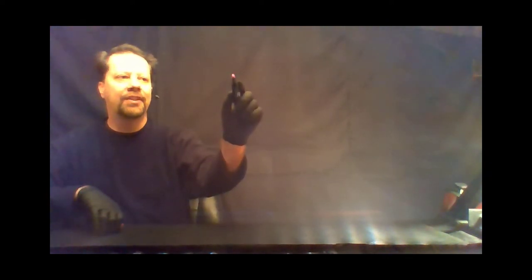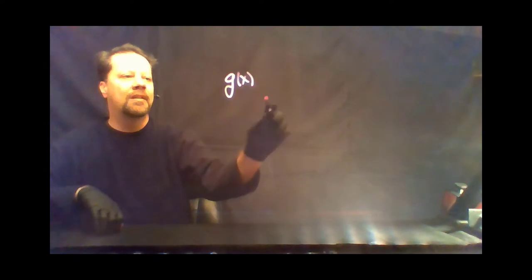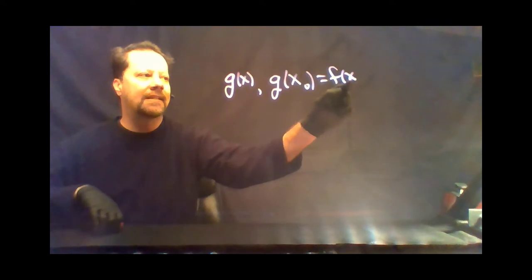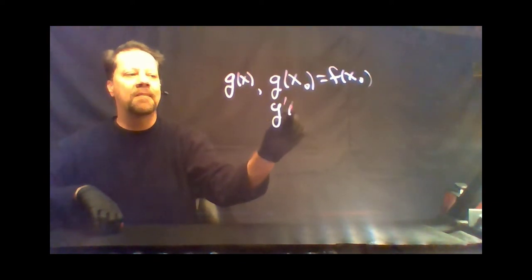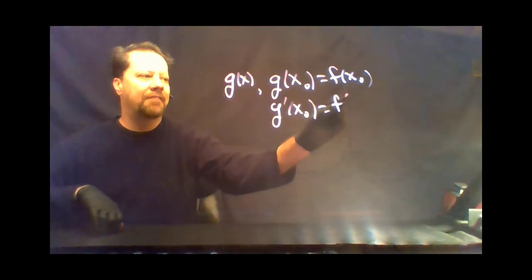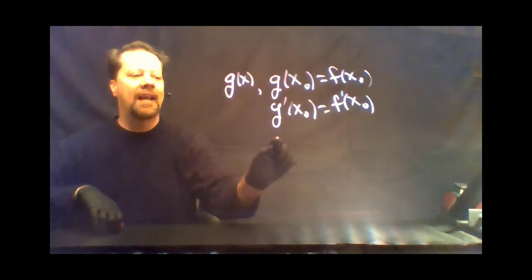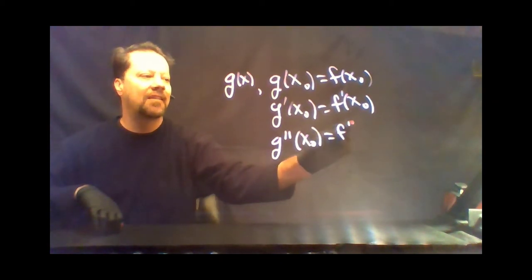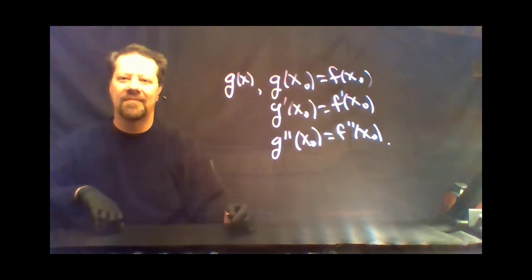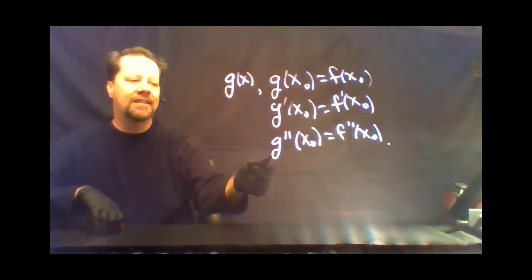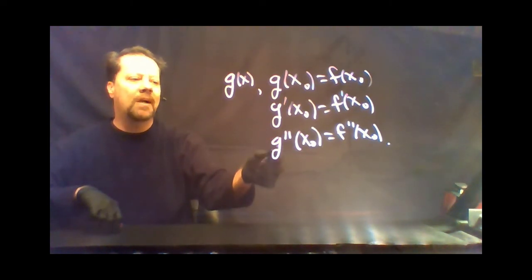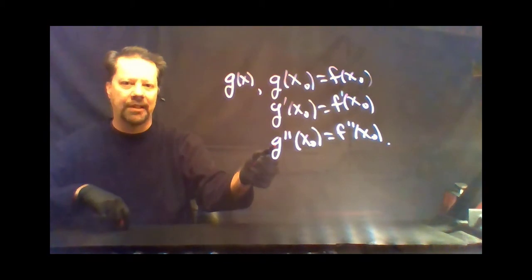But what's to stop us there? Why not seek a function g such that g has the same function value at x naught, the same slope as f at x naught, and the same concavity at x naught? It would require, since straight lines have second derivatives equal to 0, that we have at least a quadratic polynomial in this case.